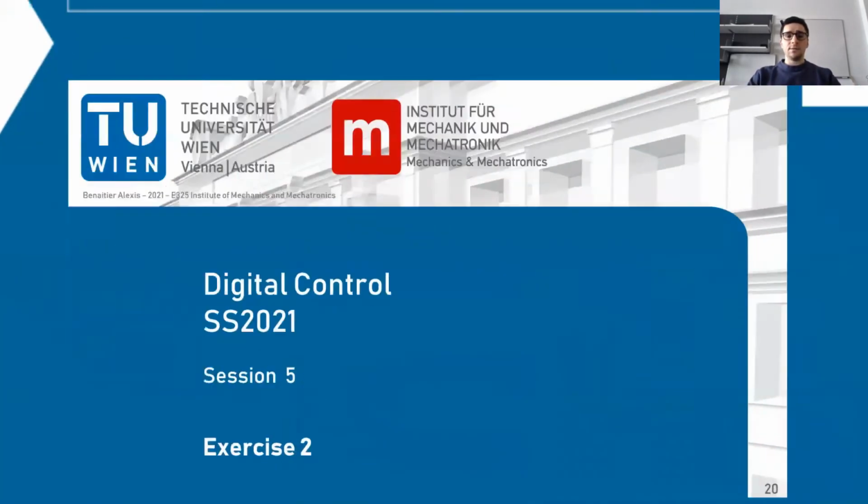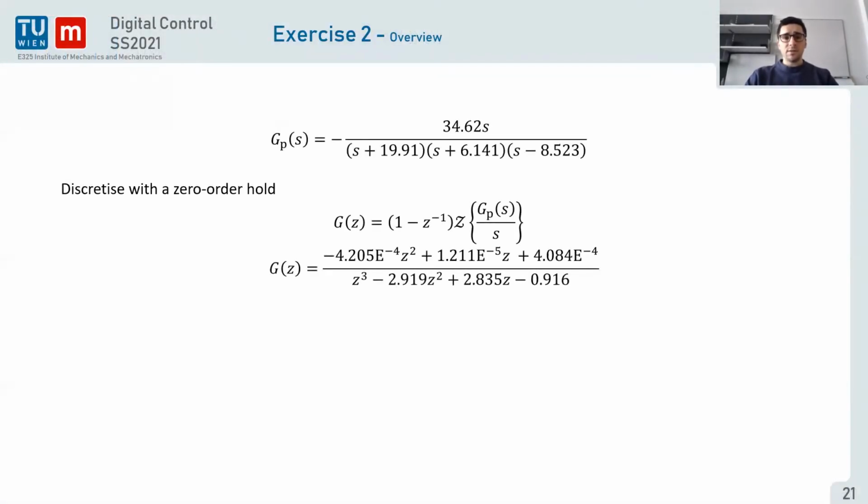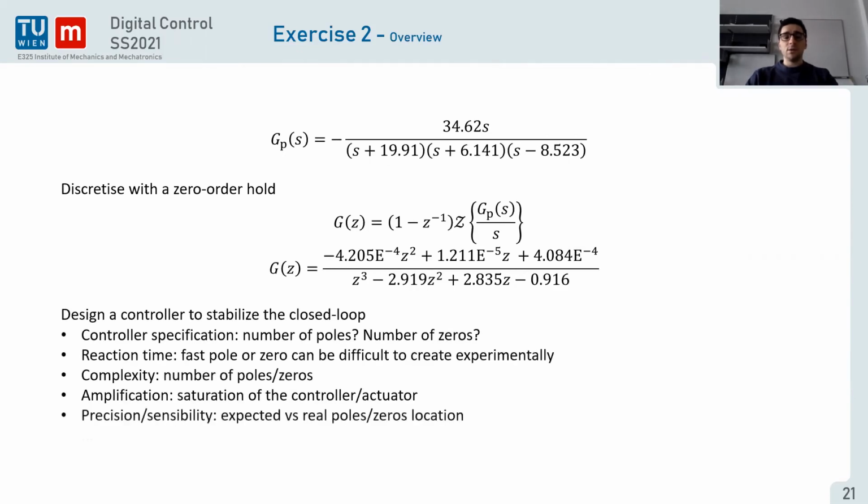The idea of the second exercise is we have a plant system which has 3 poles in continuous time, then we discretize it with a zero order hold. You all know how to discretize the system with the zero order hold and express it in the Z domain here. You end up with a third order polynomial. So you will have 3 poles in the denominator, and positive powers of z in the numerator, so you will have 2 zeros and 3 poles. And the question is, you need to design a controller.